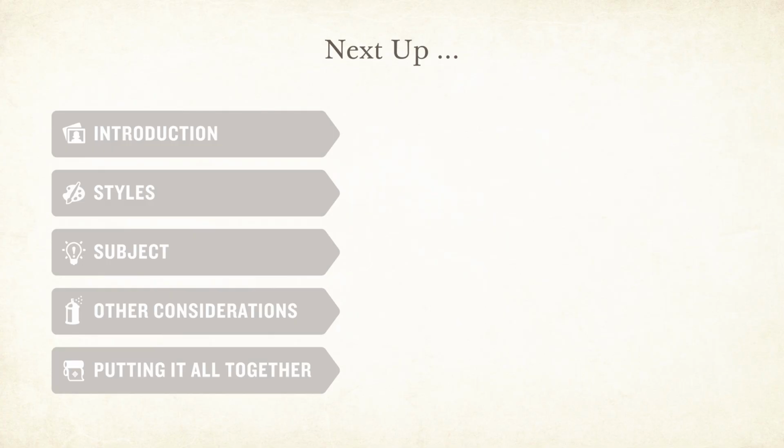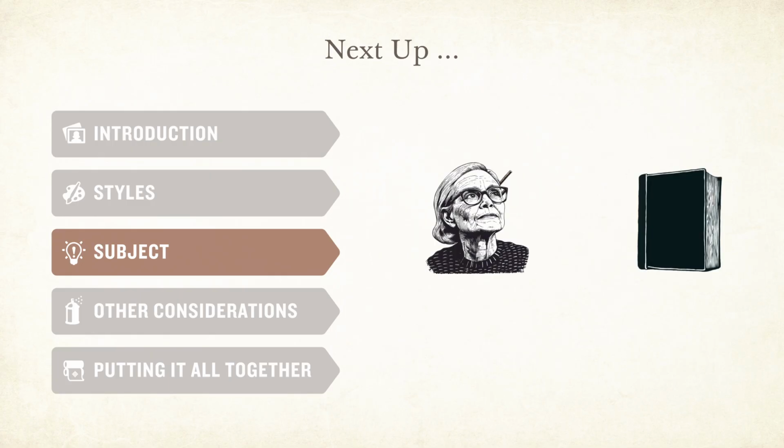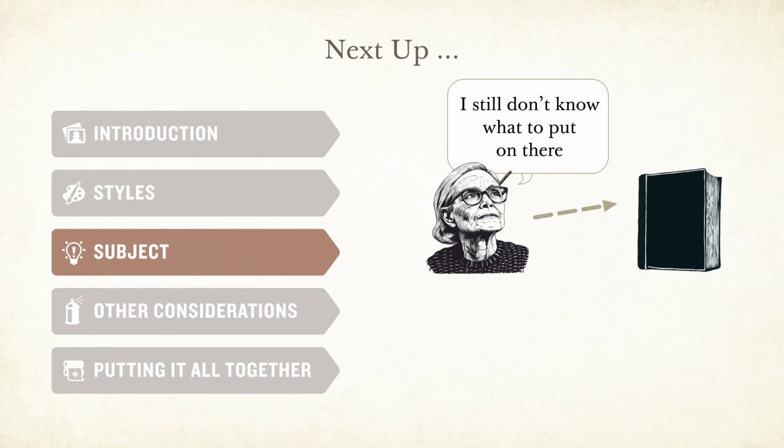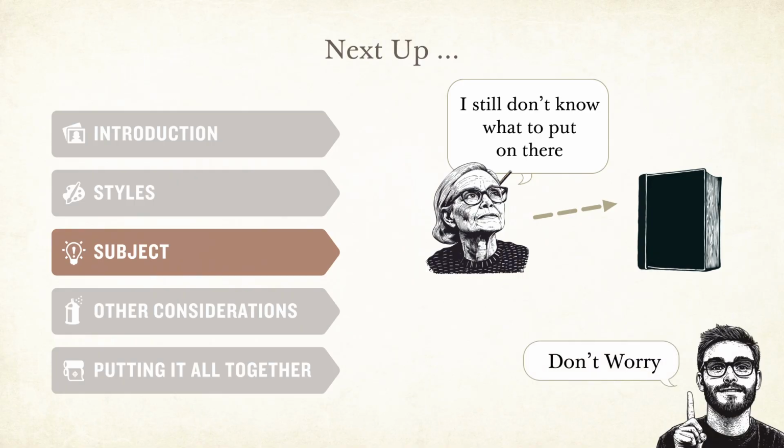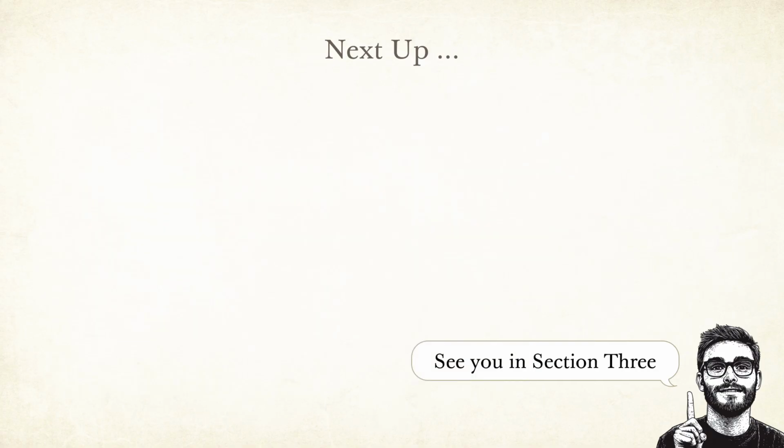So now we know how to get a style we like, it's time to talk about what to actually put on your book cover, the subject. In section 3, we'll talk about this and I'll give you some guidance on what does and doesn't work and help you work through ideas related to your story to locate the perfect subject.